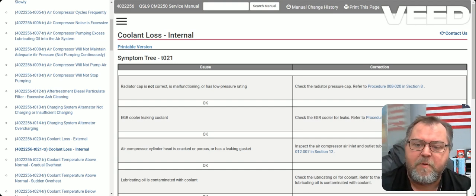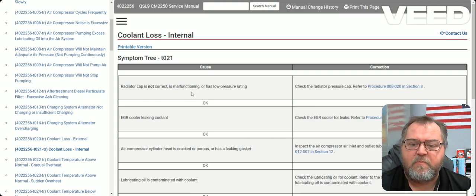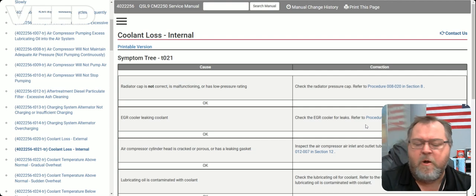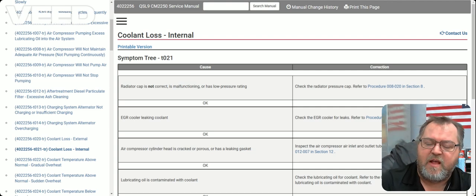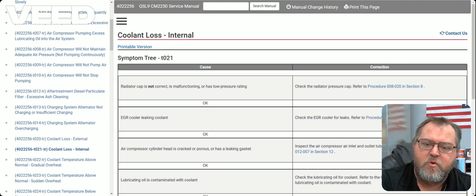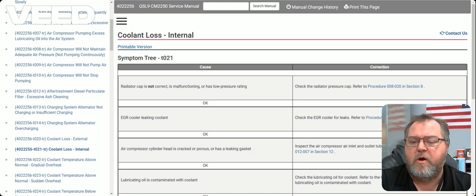Right up here at the top, it talks about the radiator cap is not correct, is malfunctioning, or has a low pressure rating. The next one, if the radiator cap tests well, which you would just pressure test, is the EGR cooler is leaking coolant, and you check the EGR cooler for leaks. Maybe I'll do a video about how to do that later, but it's very similar to how you would pressure test an oil cooler. You would put a test kit on it, put air in it, and then look for leak down of air pressure, or put it in water and look for bubbles.